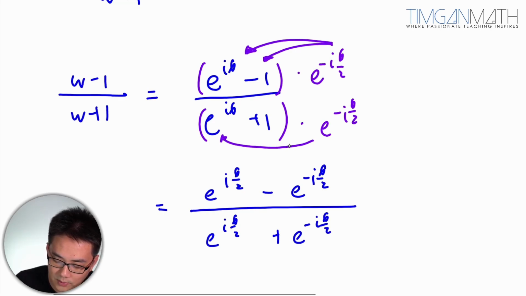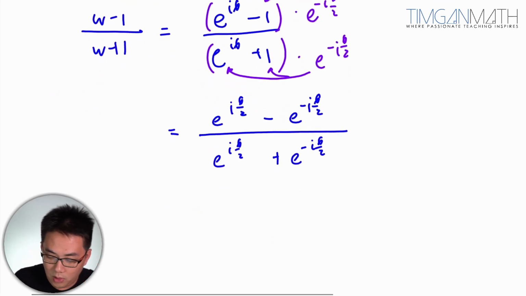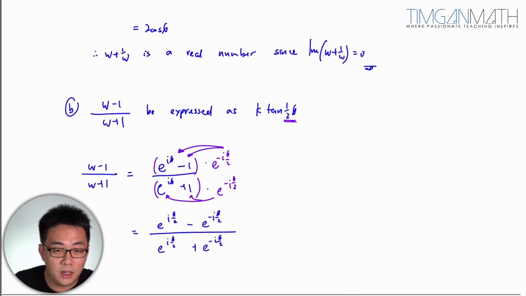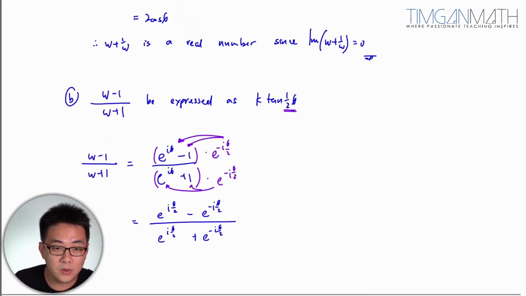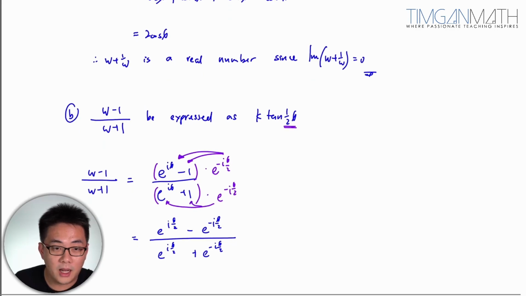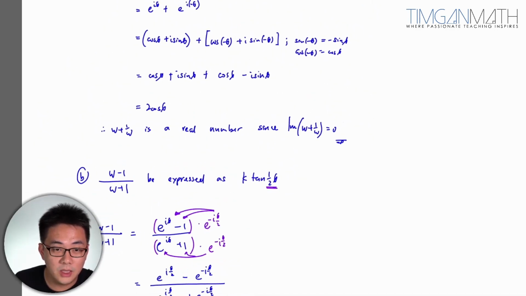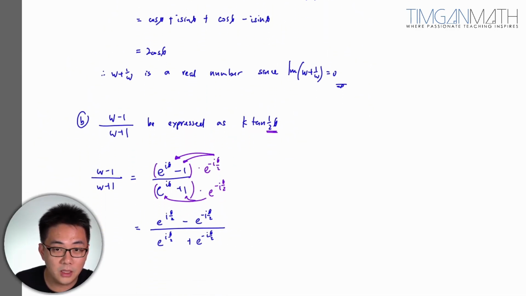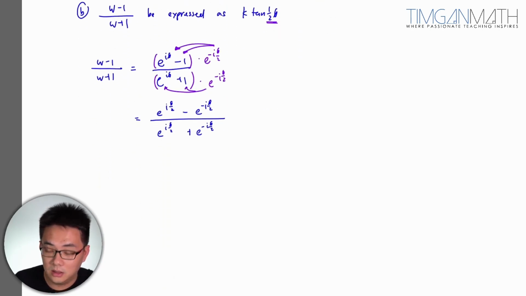Yeah, this is 1. Now once this is done, what we're going to do is just express this in cosine theta. Okay, cosine theta, i theta there. So let's see how we can do that. Show that. Right, so this is done.